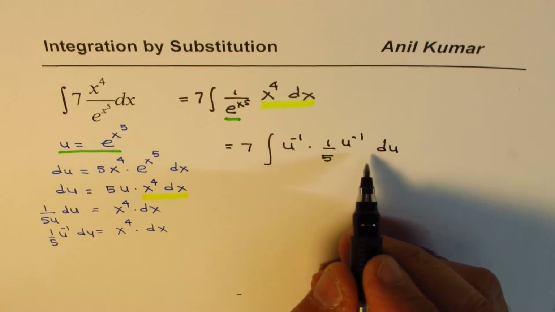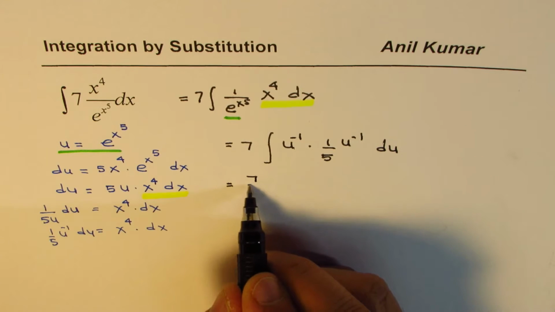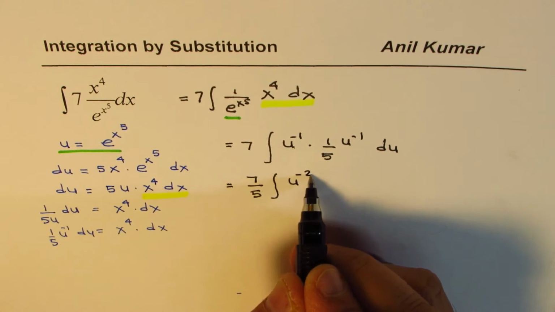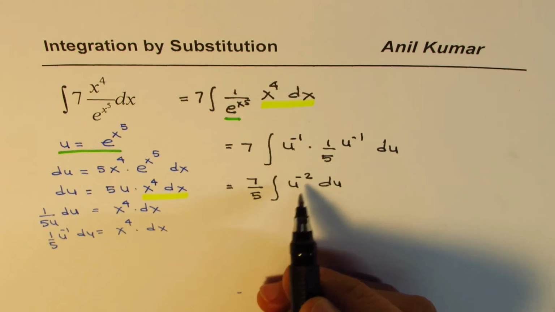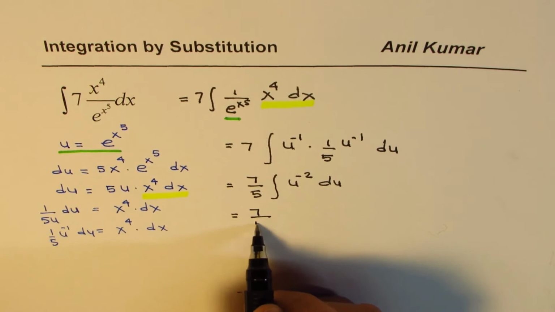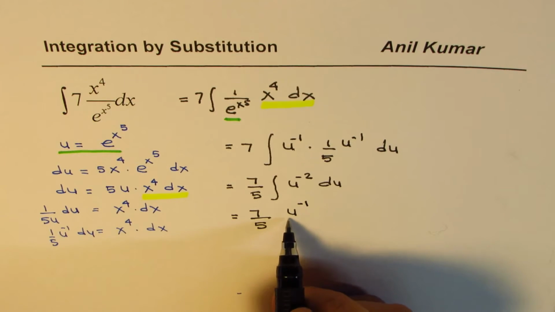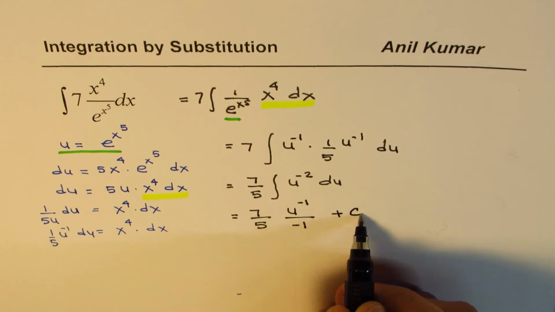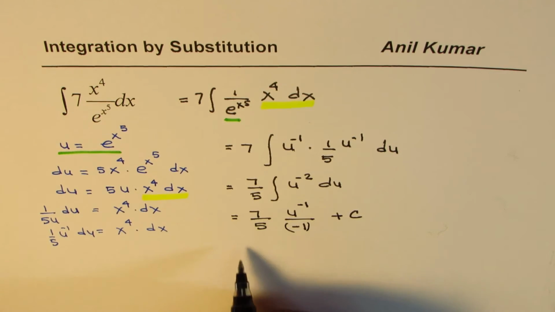Do you get it? Now that really gives you a simpler expression. 5 could be taken out, so 7 over 5 times the integral of u to the power of minus 2 du. Do you see that? Now the power rule can be applied. So we could write this as 7 over 5 u to the power of, so you have to add 1, so it is minus 1, divided by minus 1, plus a constant c. Now that is the negative 1, so it becomes negative here.